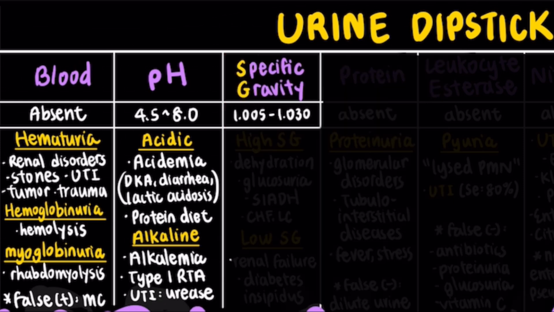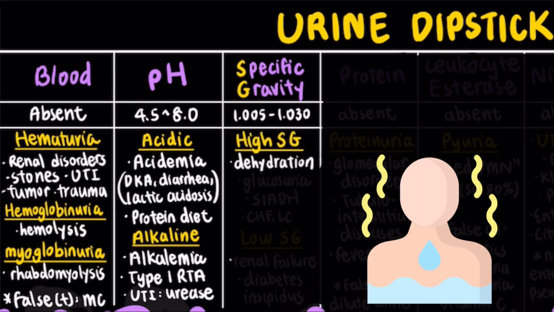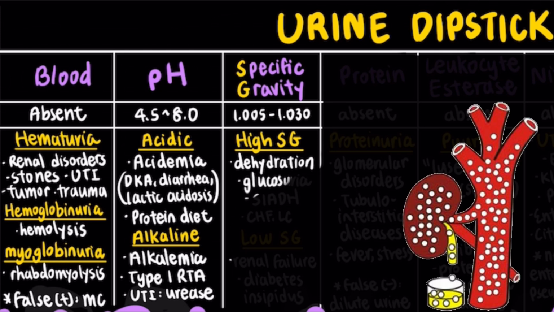Next, urine-specific gravity or SG. This tells us how concentrated the urine is, basically how many solutes are dissolved in it. The normal range is roughly 1.005 to 1.03. When the urine-specific gravity is high, it means that the urine is more concentrated. This can happen in dehydration, where the body is trying to hold onto water, so the kidneys produce less but more concentrated urine. It can also happen in glucosuria, like in uncontrolled diabetes. When glucose spills into urine, it pulls water with it, raising the specific gravity.